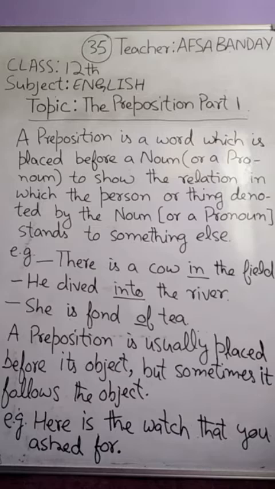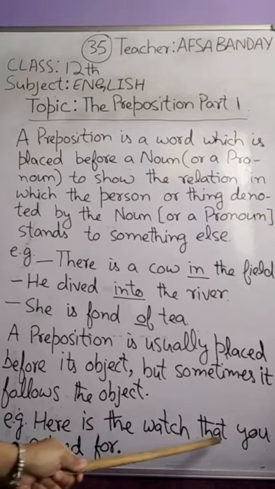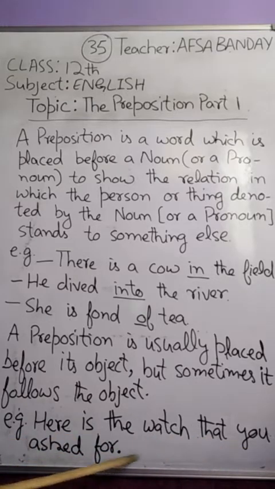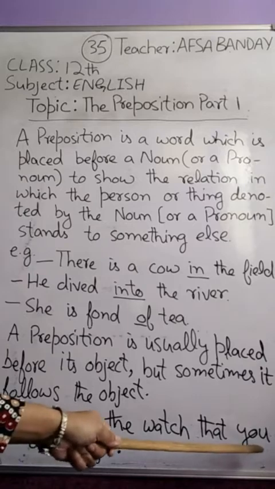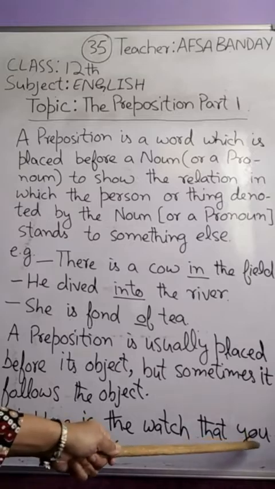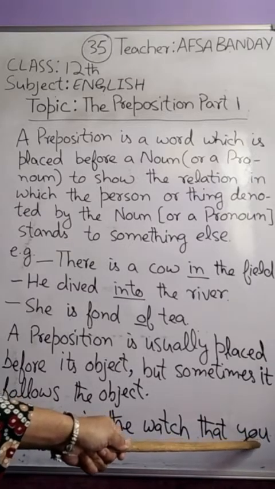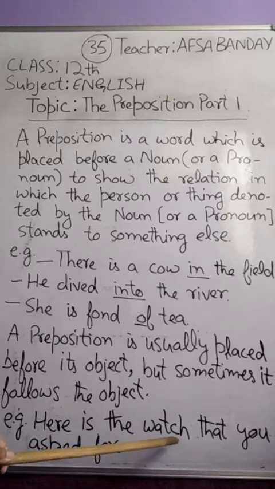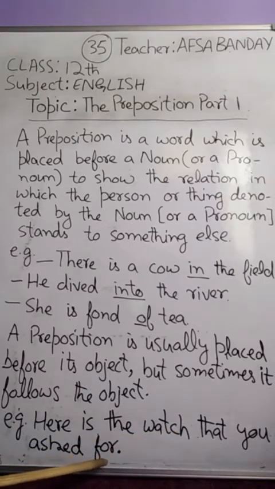But there are some examples also you can find where we place the preposition after its object, just like this. Here is the what that you asked for. No doubt in this example there is a relation between you and what, and we can say you is the object of the preposition in this example, but here we have placed for after the object. So there are also examples where you can see that we place the preposition after its object.